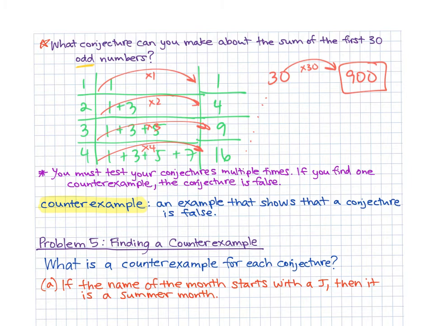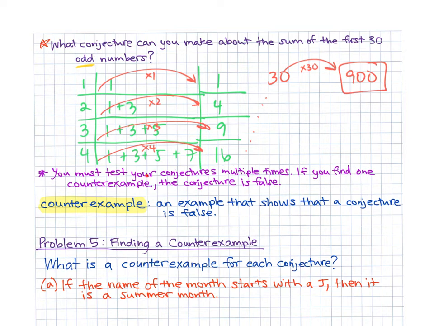And then maybe this pattern was a little easier to notice than the other one, right? 1 times 1 is 1, 2 times 2 is 4, 3 times 3 is 9, 4 times 4. So the conjecture is that the sum of the number of odd numbers you have is just that number of odd numbers times itself. So for 30, it would be 30 times 30, which is 900, based on that pattern.